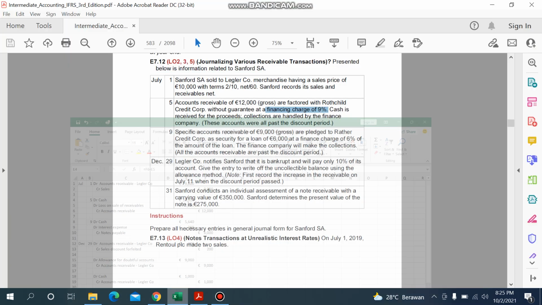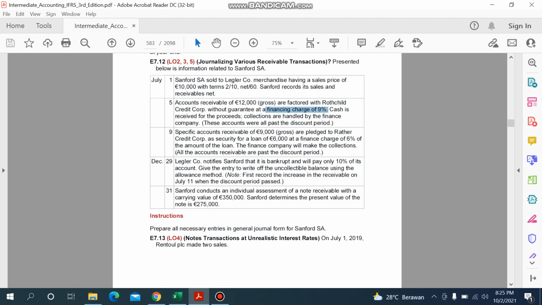And then July 9, Pacific accounts receivable of 9,000 are pledged to Radar Credit Corp as security for a loan of 6,000 at a finance charge of 6% of the amount of the loan. The finance company will make the collections. All the accounts receivable are past the discount period. So this is secured borrowing. You use your accounts receivable as your pledge to get a loan.